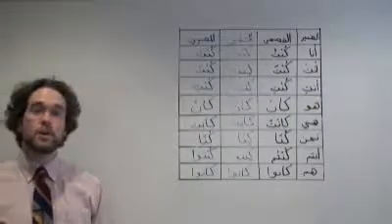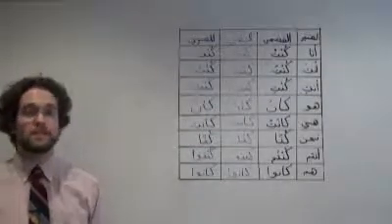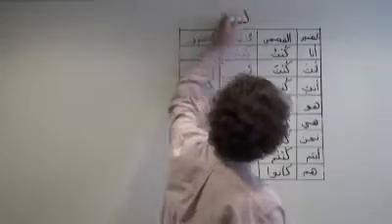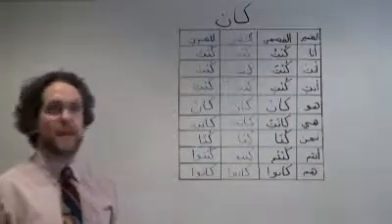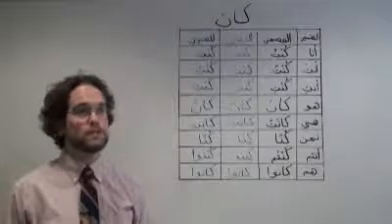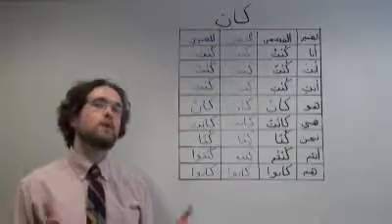Marhaba. Right now we're going to talk about the verb kaana, which is a very important and useful verb that we can use in Arabic to situate people, things, and actions in the past. The closest equivalent in English would probably be "was."